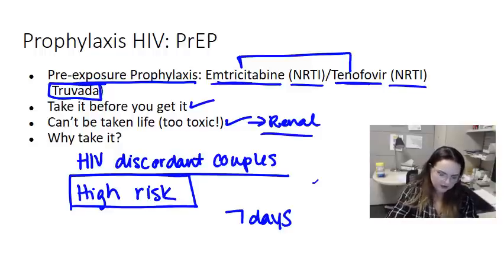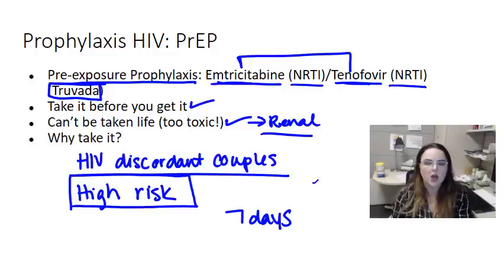One of the questions I often get is that if it's so toxic, why are we able to give it to HIV positive patients? Well, once again, we're looking at a risks and benefits matrix here, that if you have HIV, you can't afford not to take emtricitabine and tenofovir, even if over time it does have drug effects on your body.